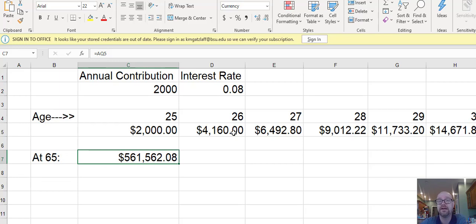Yeah, that's the growth of compound interest. There's a reason that Einstein called compound interest the eighth wonder of the world. Think about that. You put aside $80,000 and you ended up with $560,000. Crazy, right? It's all because of the interest.